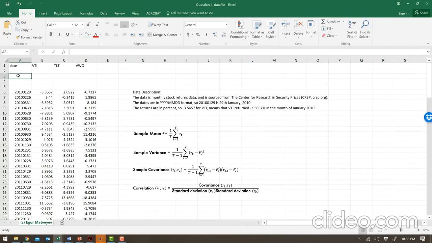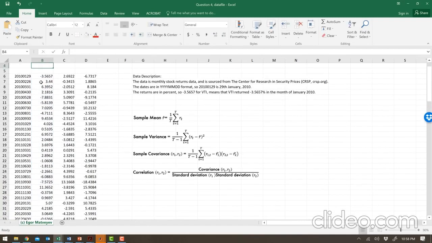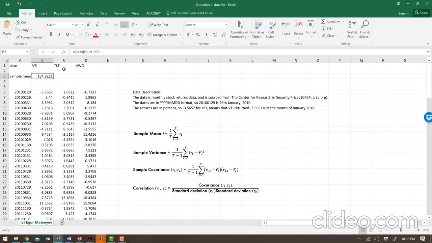So I will say sample mean here. And I will first add up all of the returns, for example, for VTI. So this is the sum of all the returns. And then I will divide it by the number of observations that we have here. We have 10 years of monthly returns, so it's 120. If I divide this by 120, this would be the mean return that we had on VTI during this sample period.